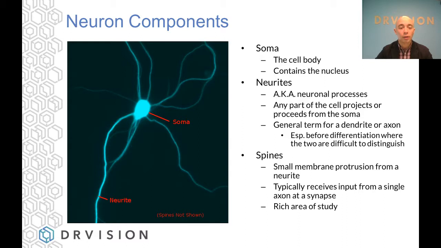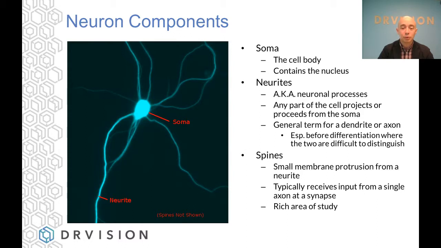All right, so let's talk a little bit about neurons. In Aivia, there are three main components. In biology, there are a lot of different components, but we're just concerned with the main structural components right here. The first is the soma, or the cell body. This is what contains the nucleus. After that, these long, spindly things are called neurites, or you might have heard them called neuronal processes. This is any part of the cell that projects or proceeds away from the soma. The neurite is a general term for a dendrite or an axon.